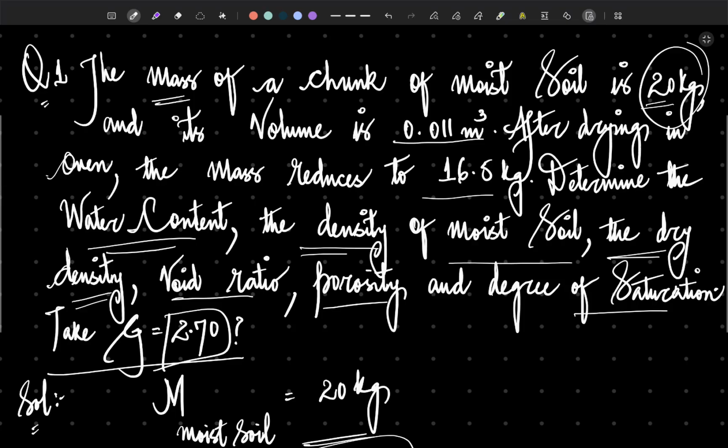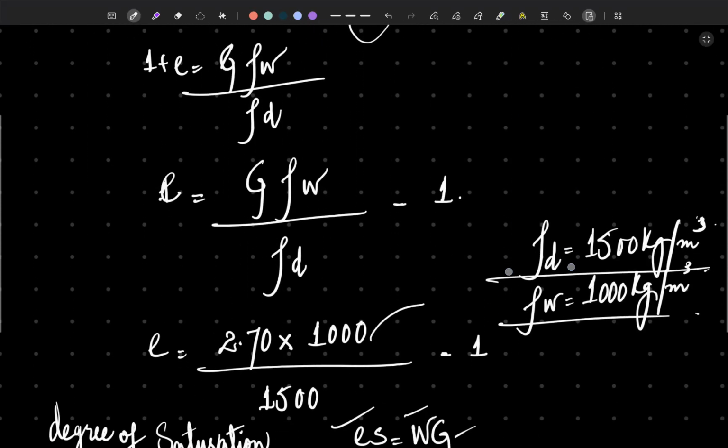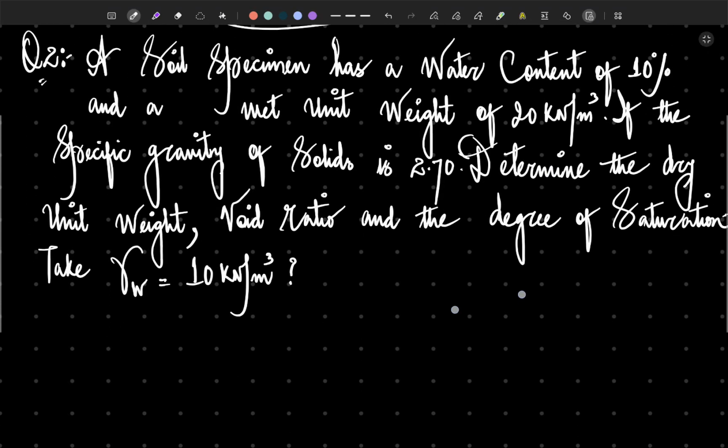All right, let's move to another question. The question is: a soil specimen has a water content of 10% and a wet unit weight of 20 kilonewton per cubic meter. If the specific gravity of solids is 2.70, determine the dry unit weight, void ratio, and the degree of saturation. Take the unit weight of water as 10 kilonewton per cubic meter. All right, so let's solve this question.